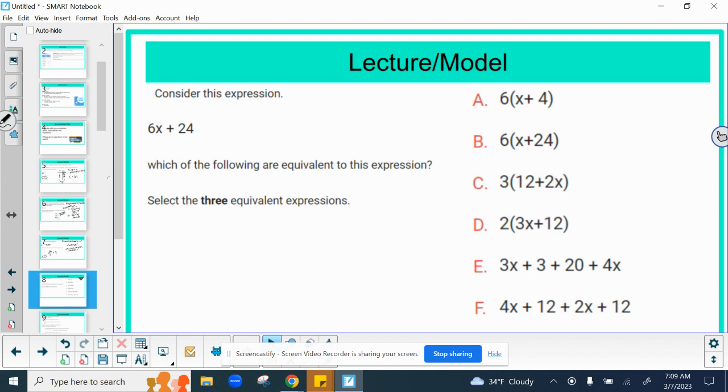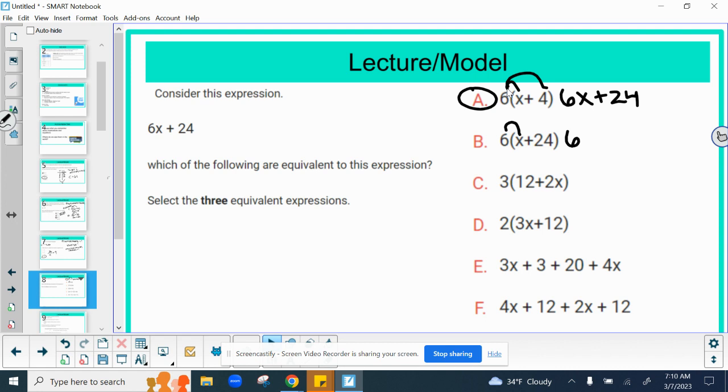Consider the expression 6x plus 24. Select 3 equivalent expressions. Let's go through each of these. Let's start with option A. I have an outside term multiplied by a group, so we're going to distribute. 6 times x is 6x. 6 times 4 is 24, which does match 6x plus 24, so we know that A will be one of them. All right, option B.